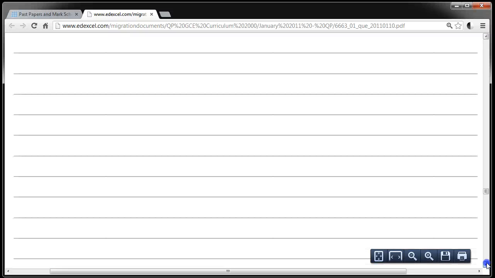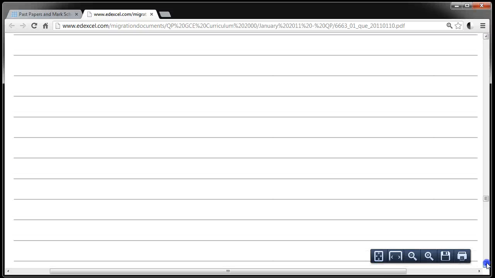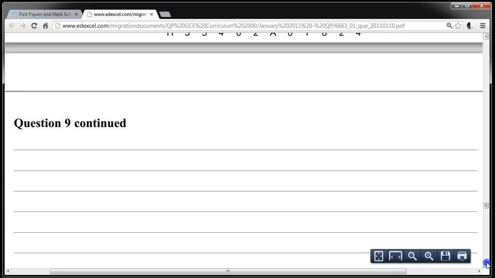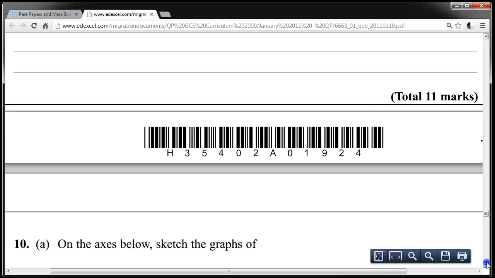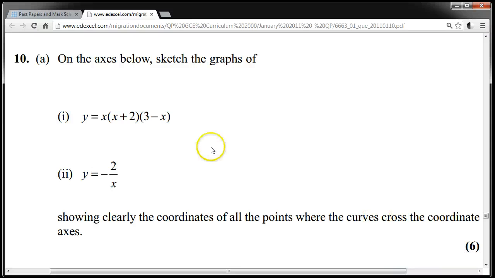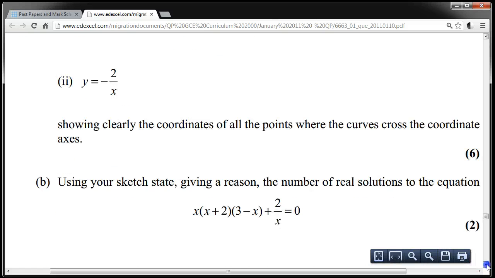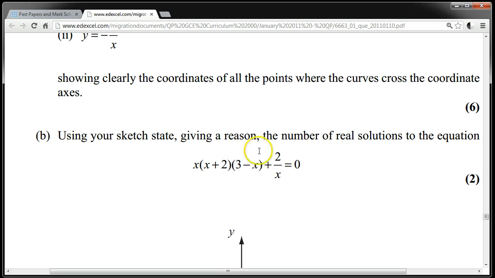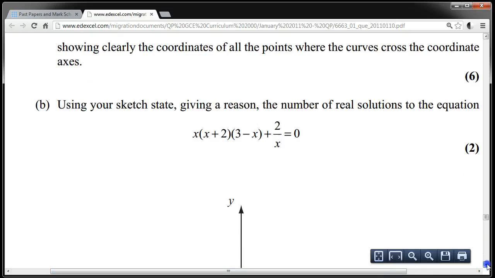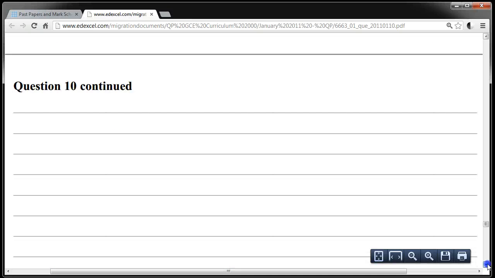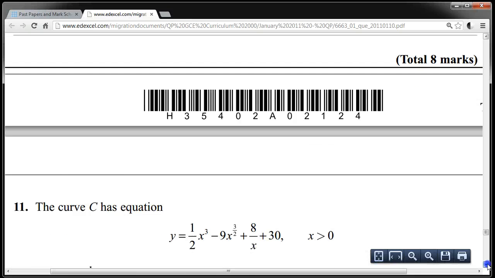So let's go to the next one now, which is question 10, which will be the penultimate question. So sketch this cubic, sketch this function here, showing the points where the curve crosses the coordinate axes. That's good. And then we need to follow through on the previous work to work out when this equals 0 and the number of real solutions. So again, that doesn't look too bad. Might take a little bit of time, but not too bad.